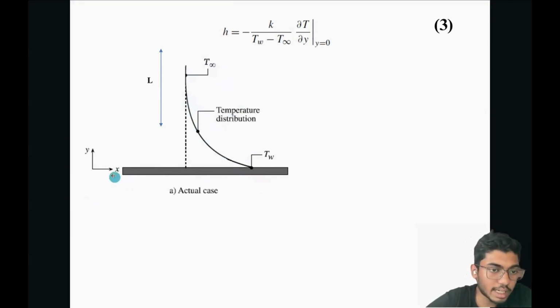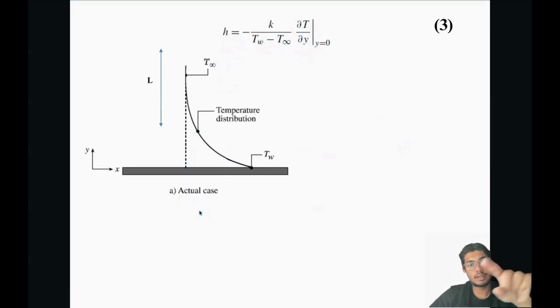Again, what are the axes? Y represents the length and X represents the temperature. So this is the equation that we get: H is equal to minus K divided by Tw minus T infinity, dou T by dou Y. Now we are looking at the distribution of the temperature. This is the actual case. What happens over the length L? The temperature distribution is like this: Tw and T infinity over here. So this is the actual case.